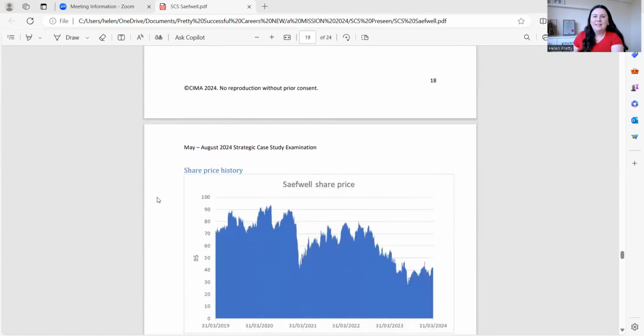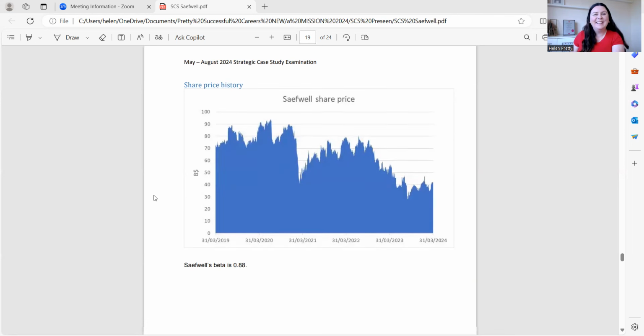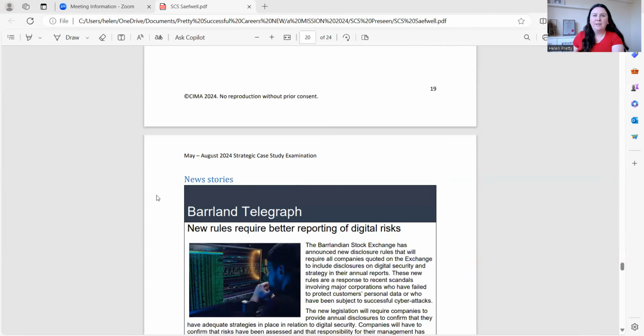Okay, page 19, we have a graph showing the share price history of us, Saefwell's share price, over the last 5 years. You can see the share price has been as high as 93 and as low as about 40. And we are currently sat on around about 40 again. So interesting graph in my opinion. Saefwell's beta is 0.88. Okay, this one's going to come up in the question, by the way. That's my prediction.